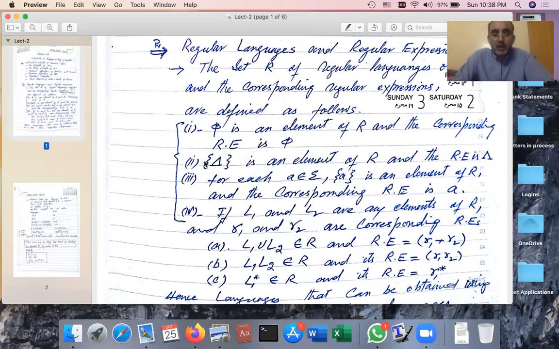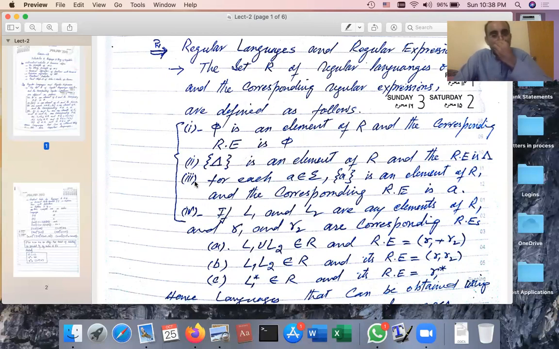And if null, and you are seeing some curly brackets over null, if it is an element of a regular language, then the regular expression is simply null without curly braces.